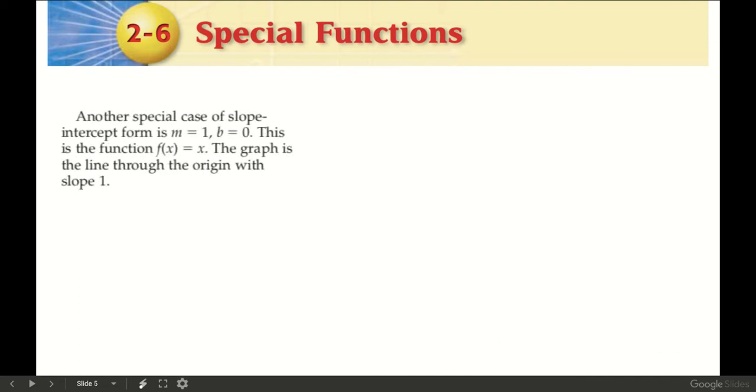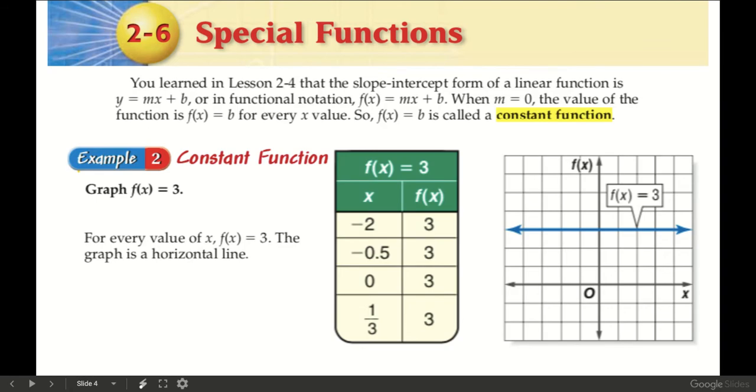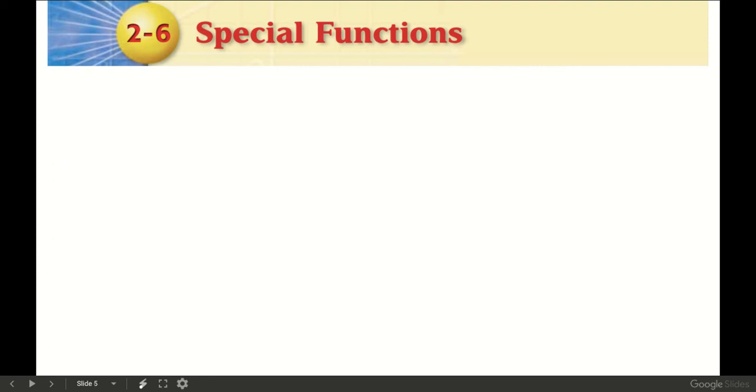So another, let me just go back real quick. So this is an example of a constant function, right? Whenever you have just a constant, just a value with no variable, it's going to make a horizontal line here. Obviously, if it was f of x equals -2, it would be a horizontal line down here. If it was f of x equals 0, it would be a horizontal line right along the x-axis, right?